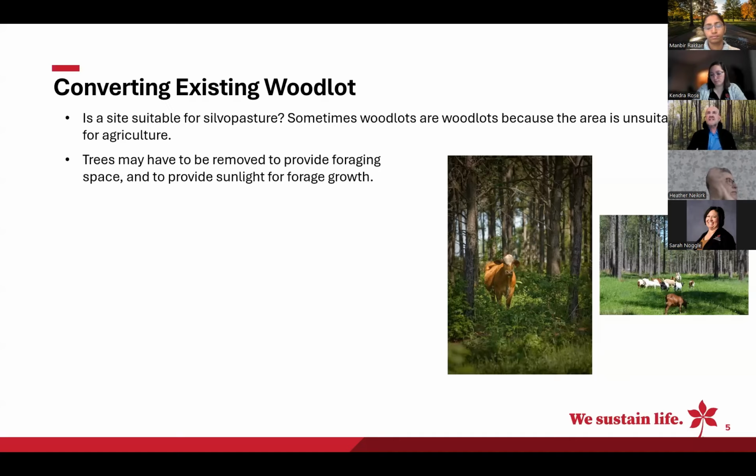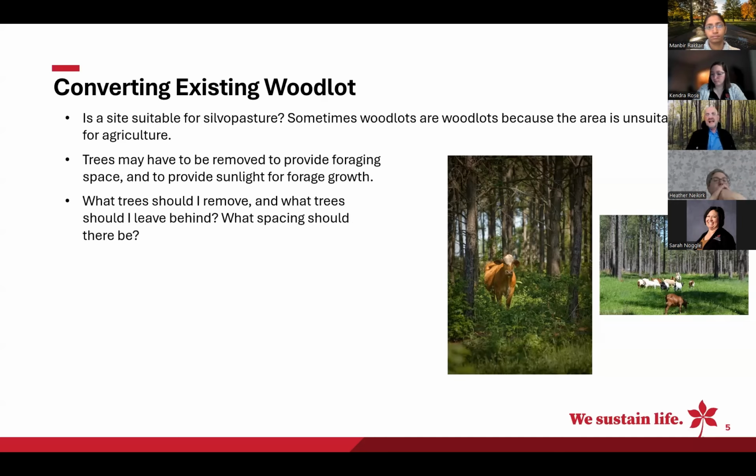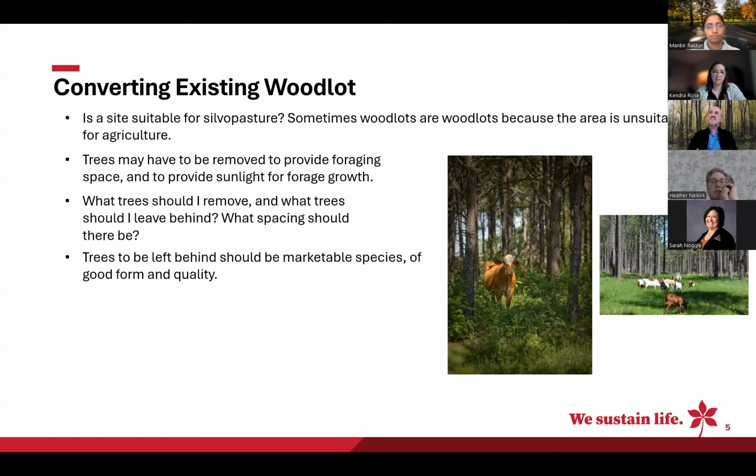And certainly trees are probably going to have to be removed from the woodlot, obviously, to provide foraging space and to provide sunlight for forage growth. And so the question in that respect becomes, what trees should I remove? What trees should I leave behind? What spacing should there be in those residual trees that I leave behind?